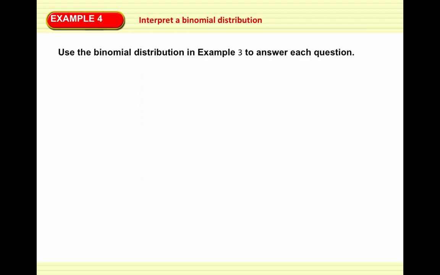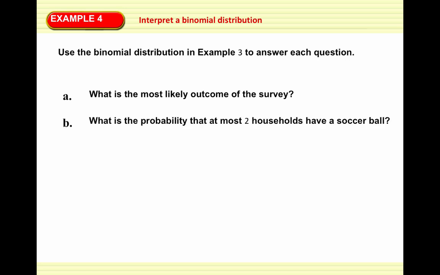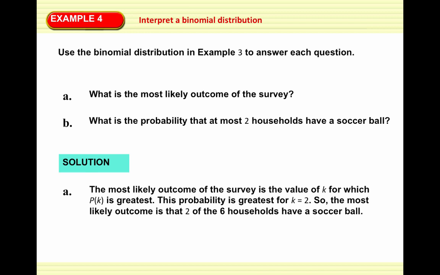Okay, so we're going to use that binomial distribution in example 3 to answer each question. What is the most likely outcome of the survey? Do you remember how to do that? You look for the tallest bar, and that will tell you which one is the most likely to occur. And then, what is the probability that at most 2 households have a soccer ball? We will calculate that.